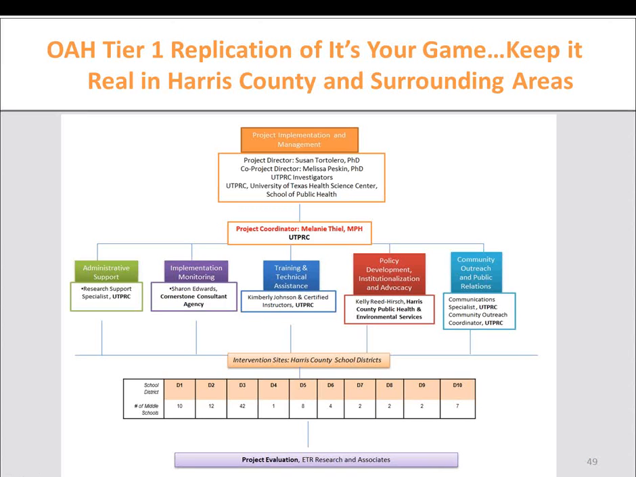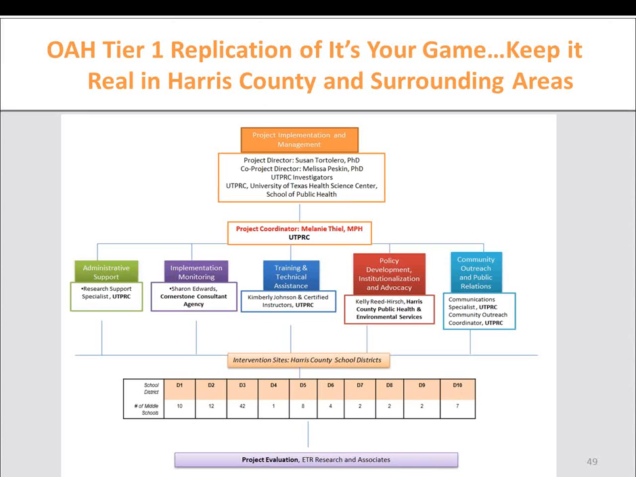So one of the studies within our Prevention Research Center is a project that we have funded by the Office of Adolescent Health, or OAH, and this OAH project is focused on disseminating the It's Your Game, Keep It Real program, which is one of the evidence-based sexual health programs, in school districts across Harris County and the surrounding areas, so predominantly in the Houston area.